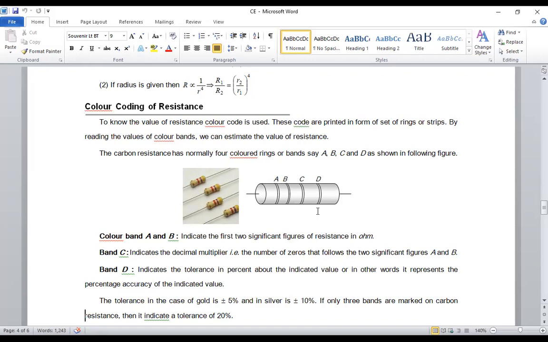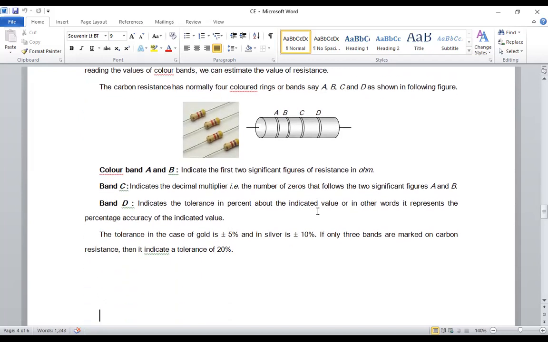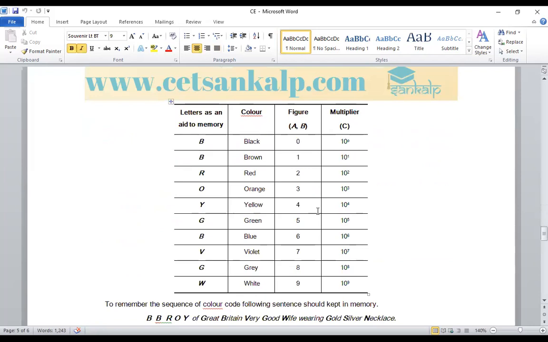For no color, it is 20%. Okay, you can see here the table we have given. The first one: black, brown, red, orange, yellow, green, blue, violet, gray, white. The value starts from 0, 1, 2, 3, 4, 5, 6, 7, 8, 9. Then again 10 to the power 0, 10 to the power 1, 10 to the power 2, 10 to the power 3, 10 to the power 4, up to 10 to the power 9.